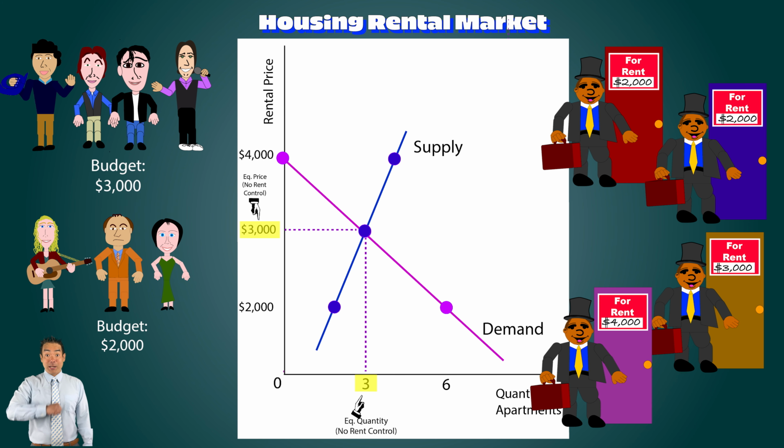At this lower rental price of $2,000 per month, Frazier's willing to move out of his dad's apartment and go look for his own place.